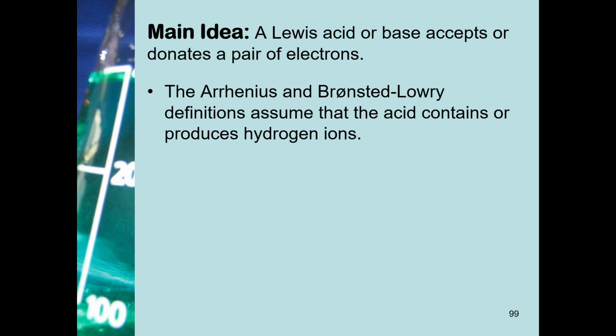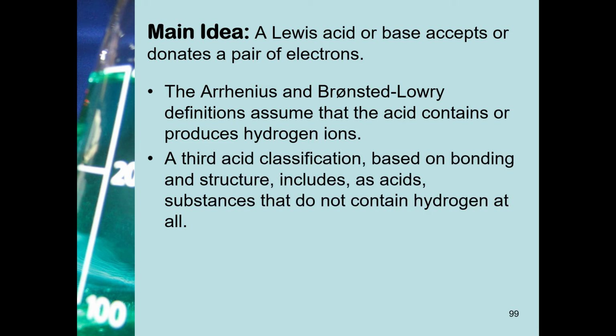The Arrhenius and Bronsted-Lowry definitions assume that the acid contains or produces hydrogen ions. So both of those had hydrogen ions. Arrhenius called them hydrogen ions, but Bronsted referred to them as protons, but they are the same thing. This third acid classification is based on the bonding and structure, and includes as acids substances that don't contain hydrogen at all. So now we can have some substance that actually behaves like an acid, but it doesn't have any hydrogens.